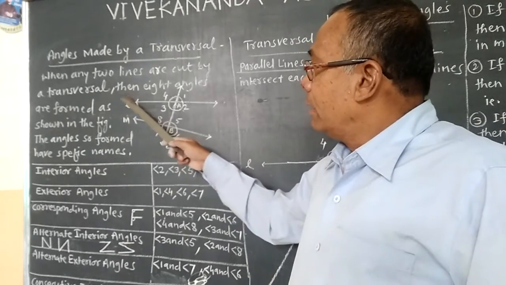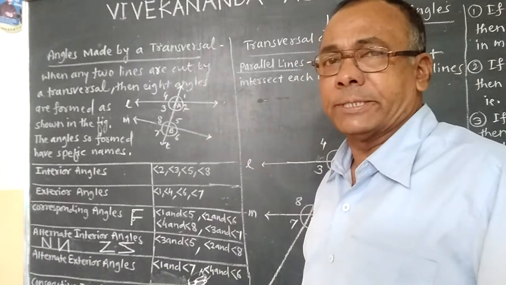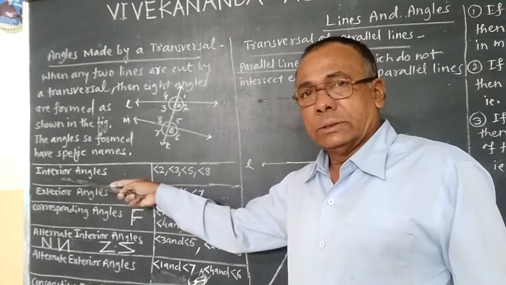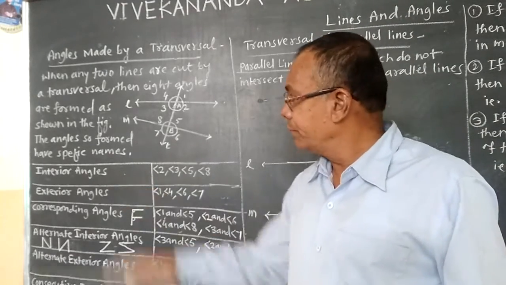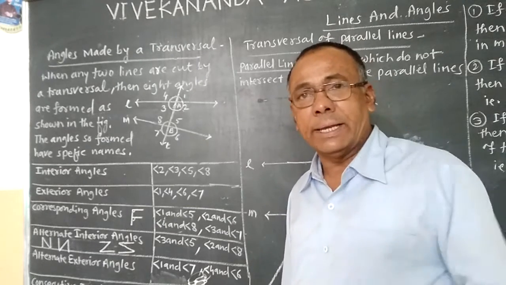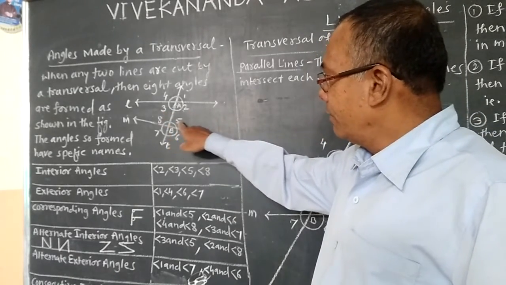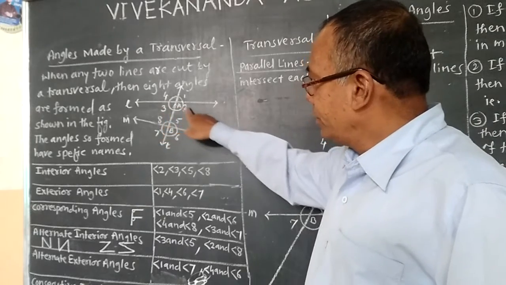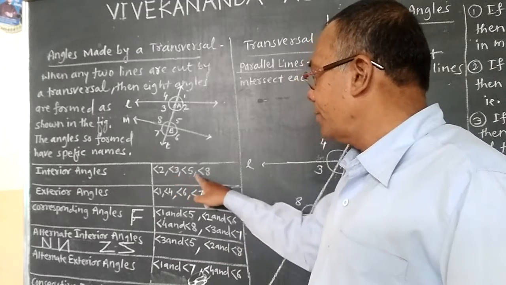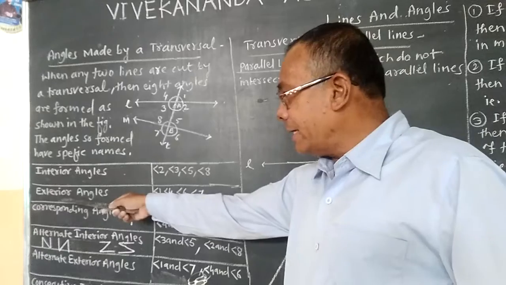Here, these angles so formed have specific names. First, interior angles. Interior means अंदर के, बाहर के नहीं, अंदर वाले, that means 2, 3, 5, 8. These angles are interior angles. 2, 3, 5, 8.